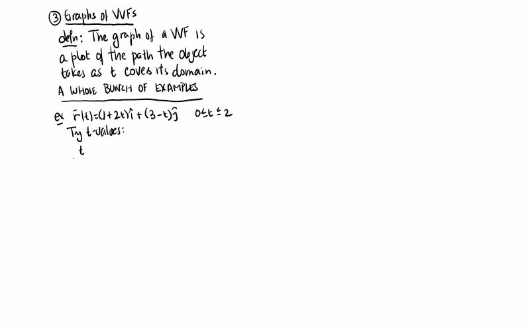So I will take a bunch of t's, not too many, maybe 3 or 4. I will find r of t, and then I'll write down what point this is. We'll do 0, 1, and 2. We'll just do 3. It'll be easy. So r of 0, when I plug that in, I get 1i plus 3j. I think of this as the point 1, 3. When we plug in 1, we get 3i plus 2j. That's 3, 2. When we plug in 2, we get 5i plus 1j.